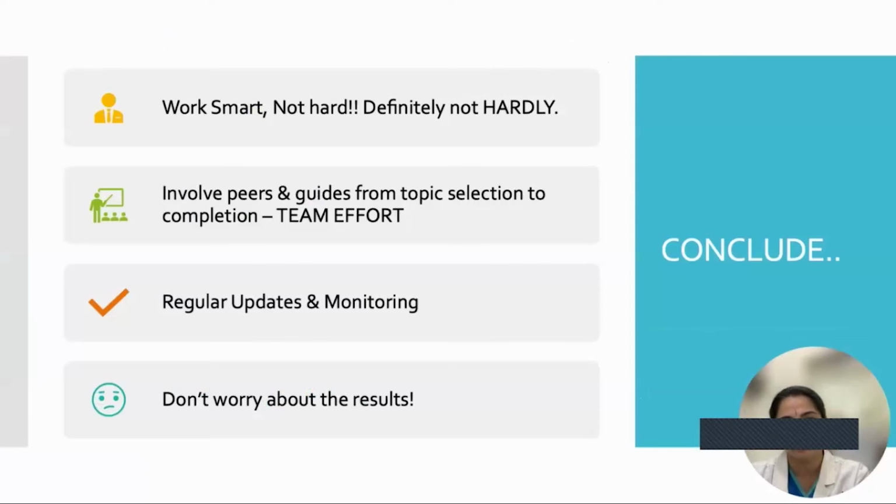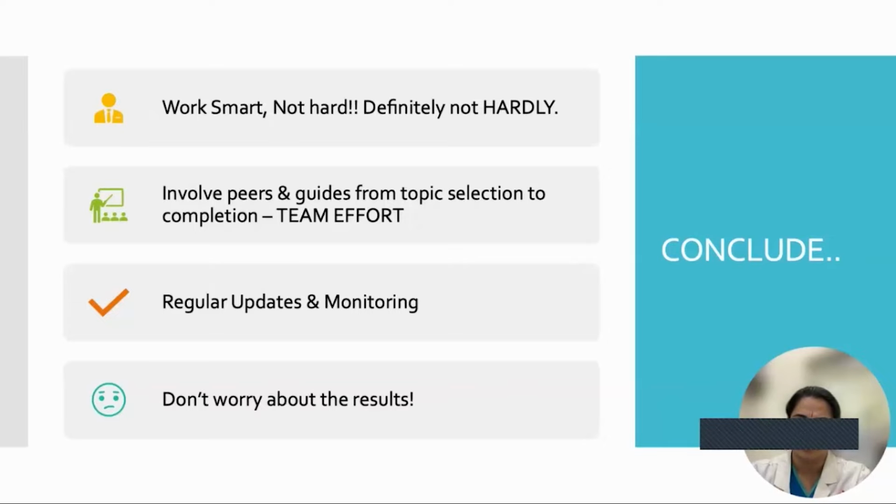So I would like to conclude saying work smart and not hard, and definitely not hardly. There are a lot of tools available online. There are a lot of ways you can go about it. So if you decide your topic and decide your methodology properly, it's not going to be difficult at all. Involve peers and guides, because any research program is a team effort. You cannot stand alone and do it. And it's very, very important to be updated regularly and be monitored so that you finish it in time and just not leave it lagging.